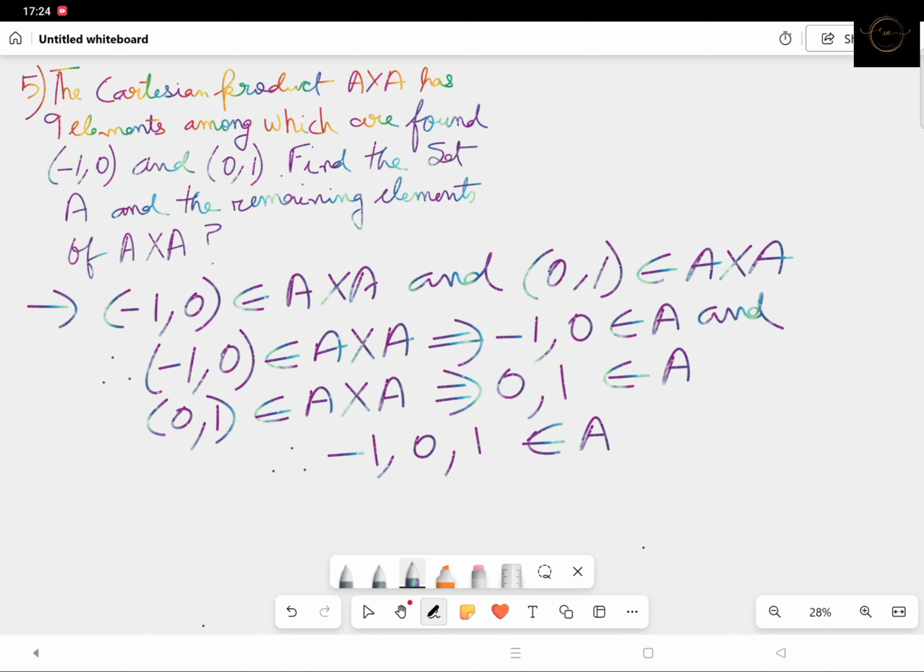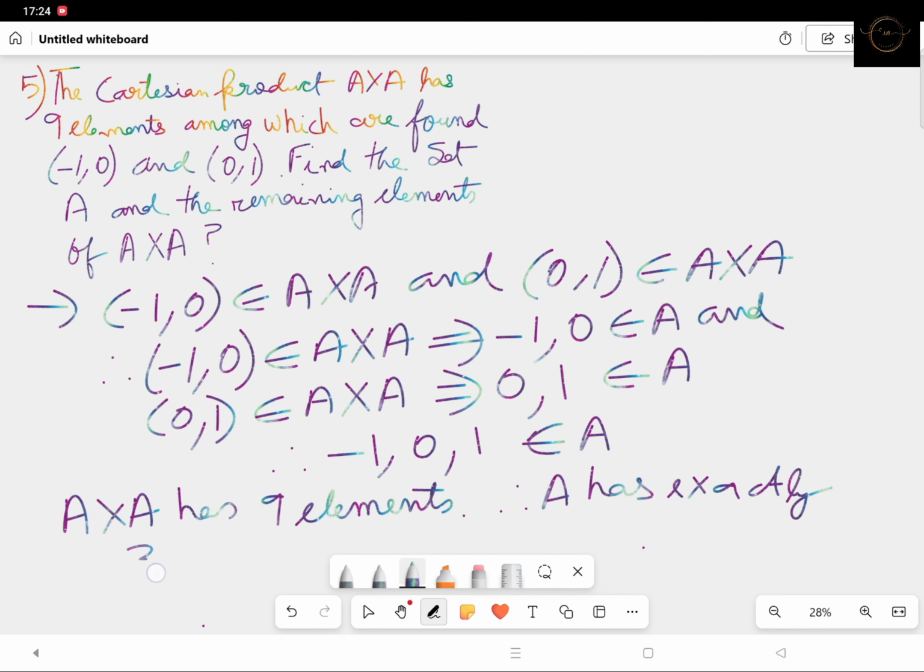Now it is given that A into A has how many elements? It has 9 elements. It is given in the question. So therefore A has exactly how many elements? A has exactly 3 elements. Very important question and probable for your exams also. So therefore what is A? A is equal to -1, 0, 1. This is the answer to the question. Coming to the next question.